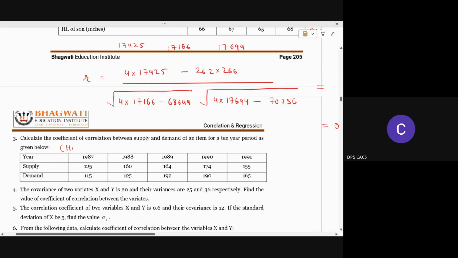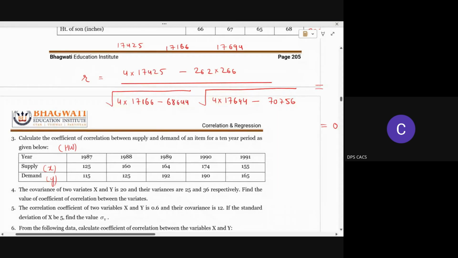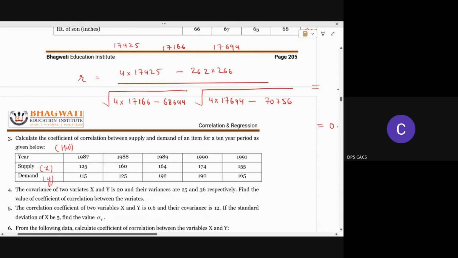Ignore the year column. Supply will be your X column. If not mentioned, take the first column as X, second column as Y, and then solve it. So this is also your homework number 3. Similar questions are there for your practice so that you can increase your speed, right? 3 we have done together, 3 are your homework now. Fine?